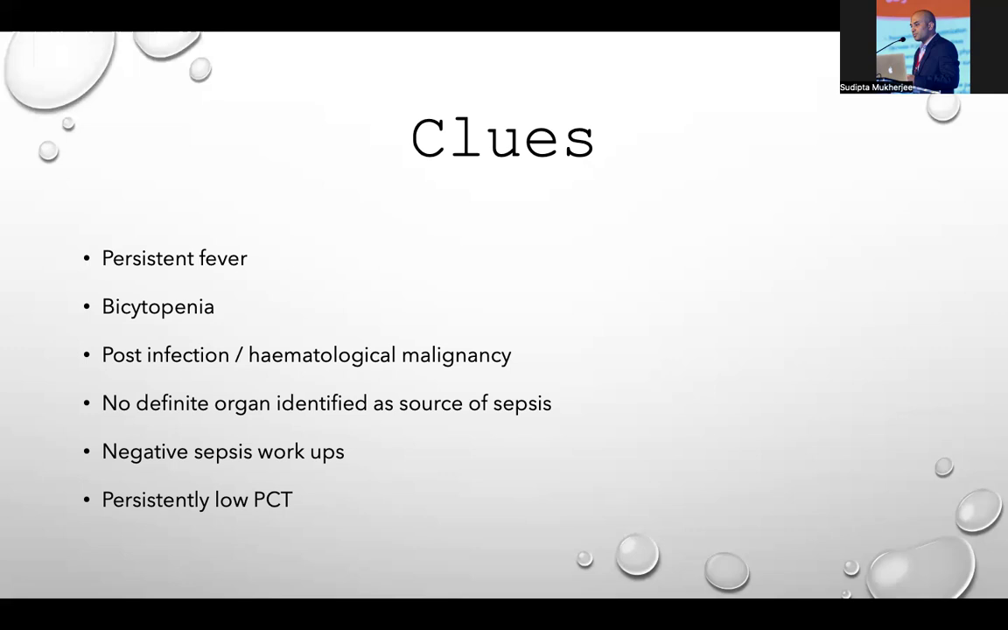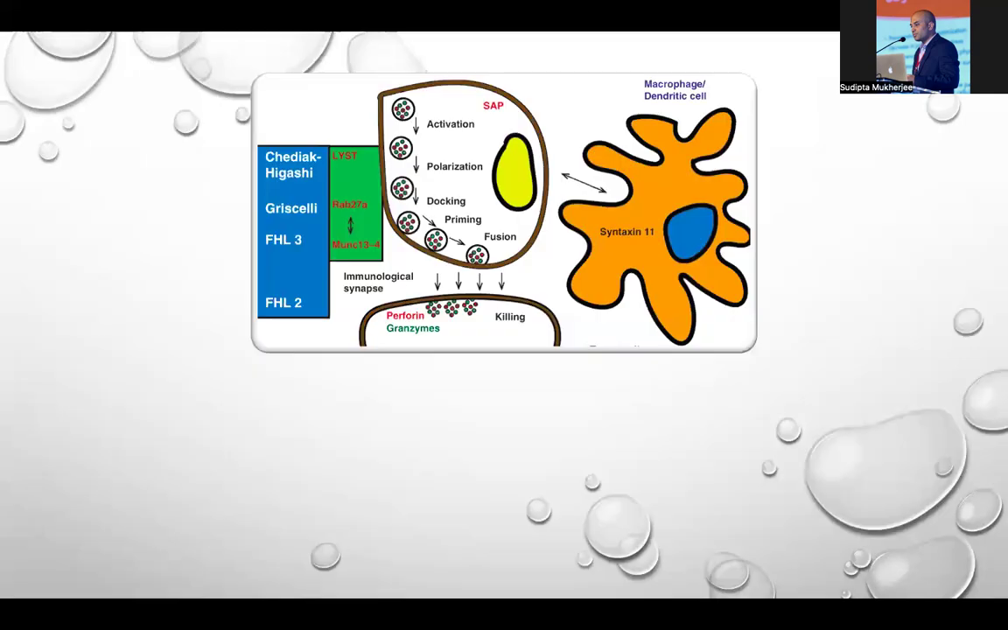So here, this patient is a post-infection patient in a hemato-oncological setting with persistent fever and bicytopenia. We could not identify any definite organ as a source of sepsis. A septic workup was sent a second time after the initial culture was negative. We ruled out endocarditis and other causes of inadequate source control. And this patient had a persistently low procalcitonin. In this background, we should consider other non-infective etiologies.